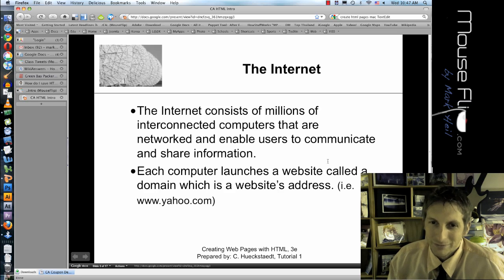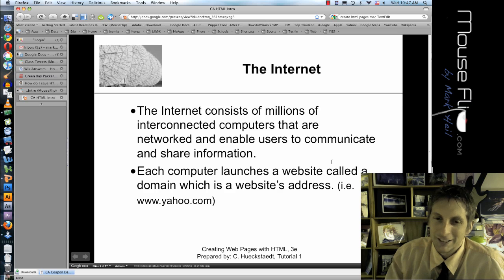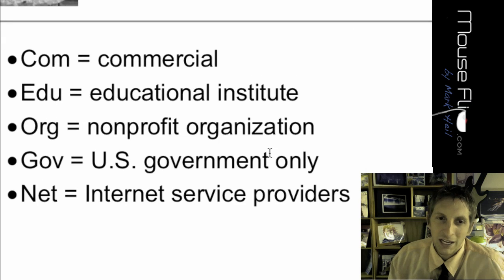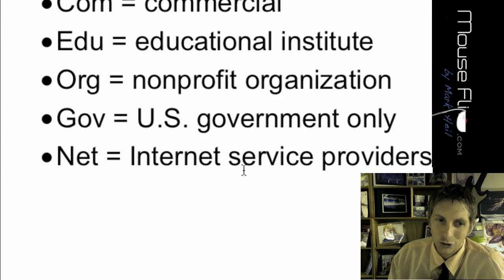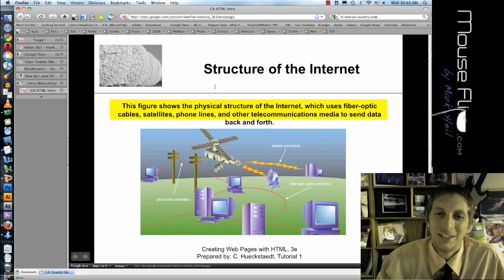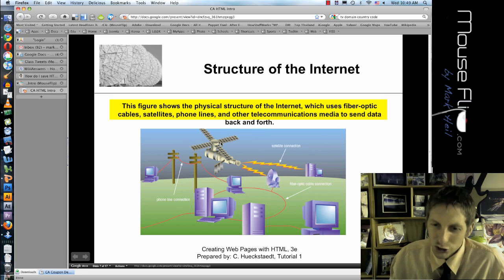So the internet consists of millions of computers today, and we'll talk more about that. Have you seen domain extensions, like .com and .edu? Okay, so the structure of the internet.